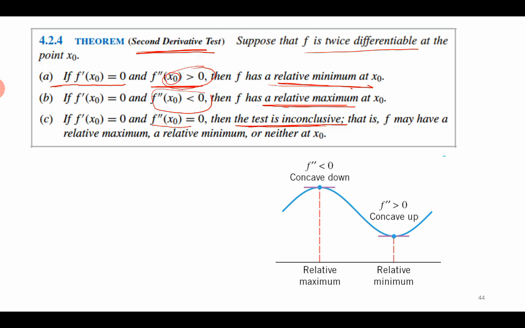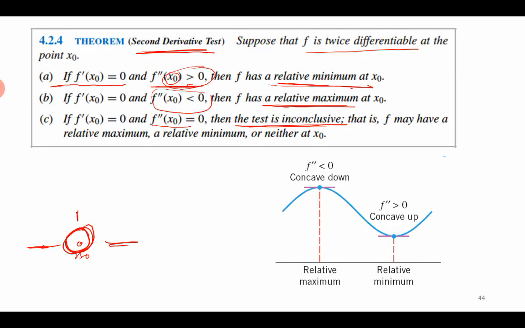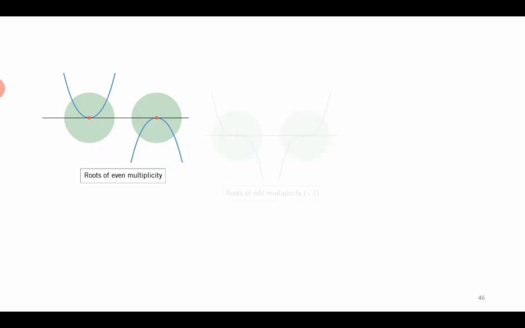So there are two methods now. The first derivative test analyzes the slope on the left side and the right side of the critical point x0. The second derivative test checks the second derivative value exactly at this point: if it is negative, you get a maximum, and if it is positive, you get a minimum. Okay, we will see the geometric implications of multiplicity when we analyze graphs. Now let's solve this kind of problem first. We will go to the exercise problems and then come back to this later.